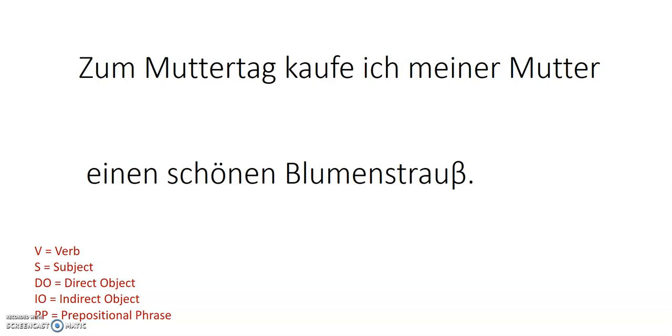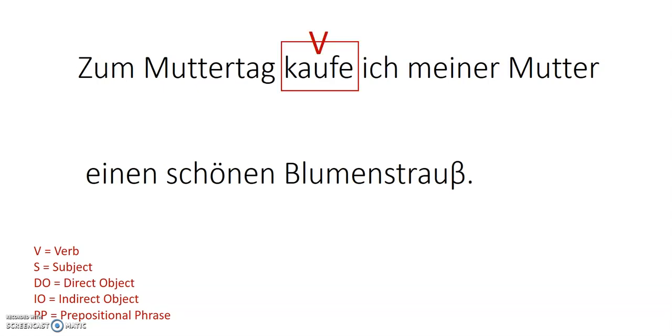So for the first sentence that we have, Zum Muttertag kaufe ich meiner Mutter einen schönen Blumenstrauß. For Mother's Day, I'm buying my mother a pretty bouquet of flowers. We want to first identify the verb. What's the verb in the sentence? Kaufe is the verb in the sentence. What is the subject that is conjugated with this verb? Ich. Okay, so I am buying.